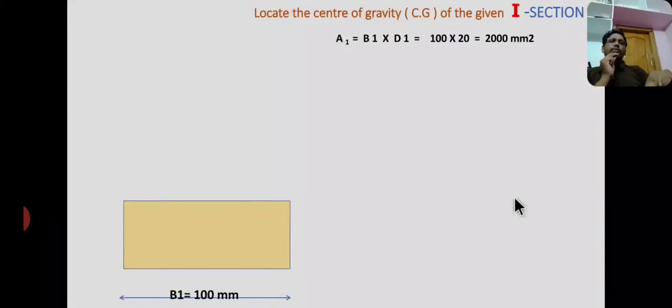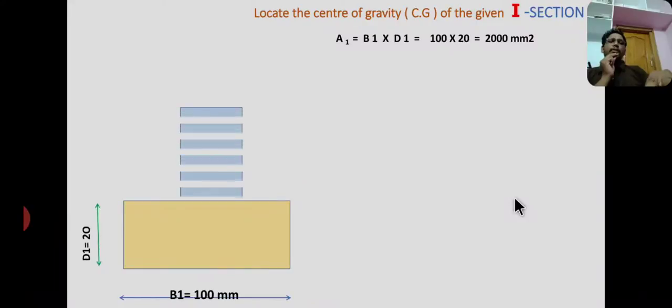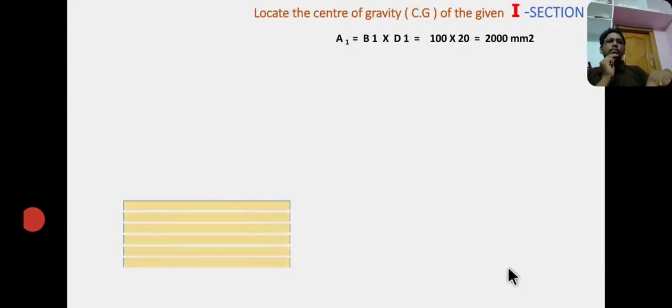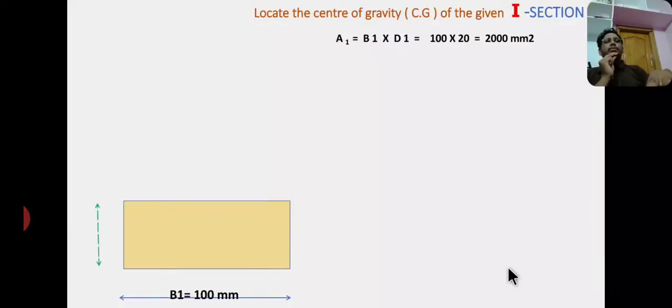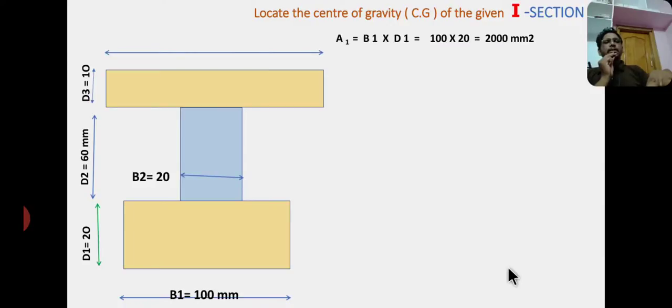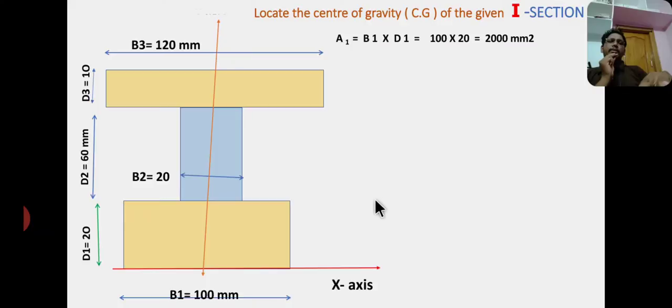A1 equal to B1 D1, that is 2000 mm square, and area 2 equal to 20 by 60, and area 3 equal to base B3 into depth D3, that is 120 into 10. Now this is the reference x-axis, this is the reference y-axis. Now you have to find the values of individual centroids.